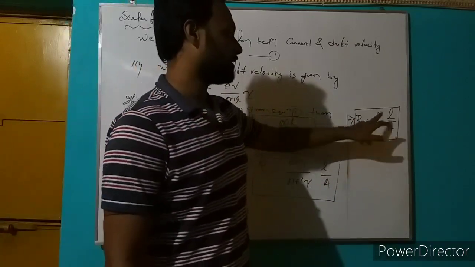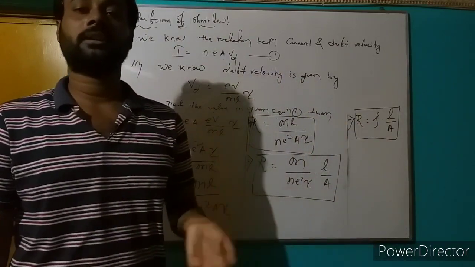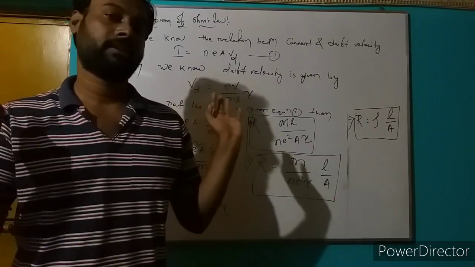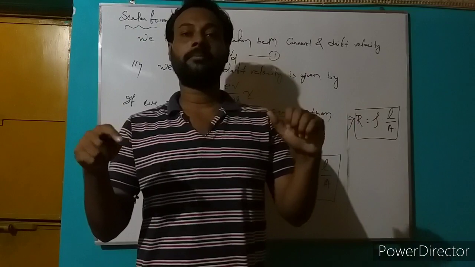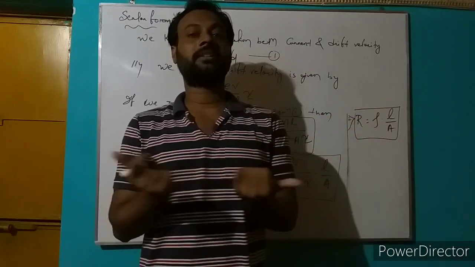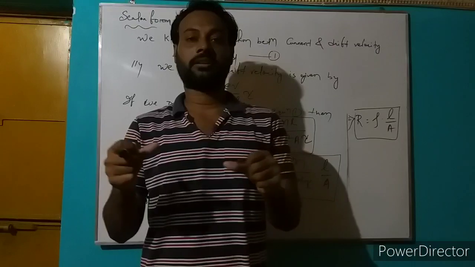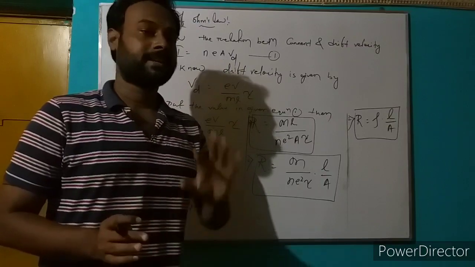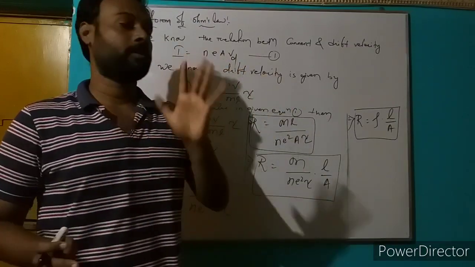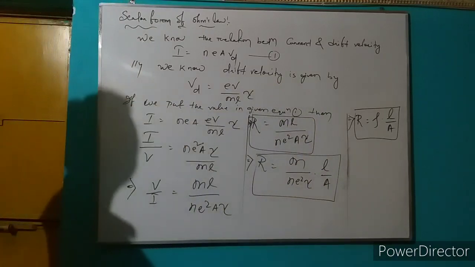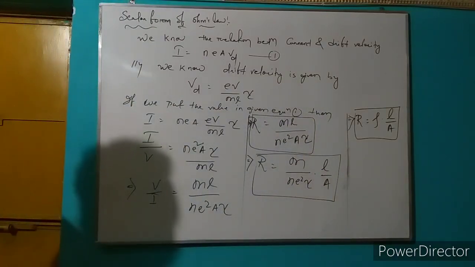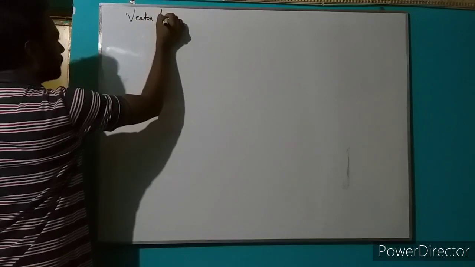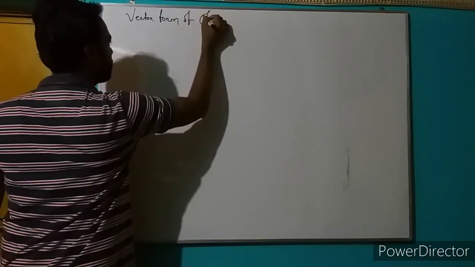That's why resistance is directly proportional to length of the conductor and inversely proportional to area of cross section. Its volume remains constant. If you increase the length of the conductor, at that time area decreases. If you increase the area of cross section, then length of the conductor decreases. So if one increases, then the other decreases. Its volume remains constant. Please remember that. Clear? So this is called the scalar form of Ohm's law. Please note it. Now I am going to discuss the vector form of Ohm's law.